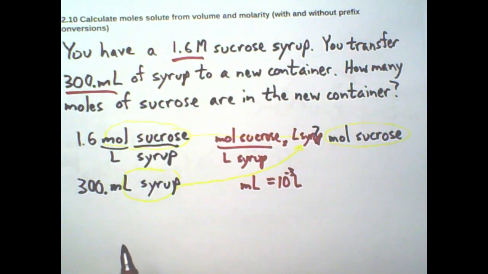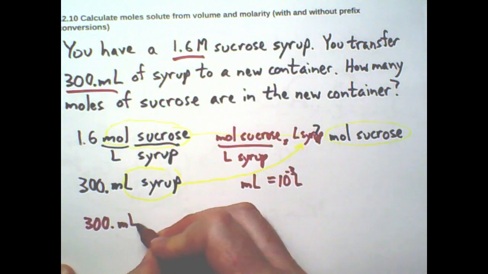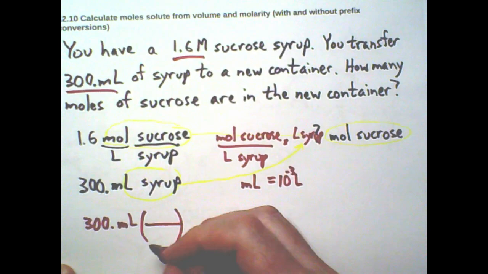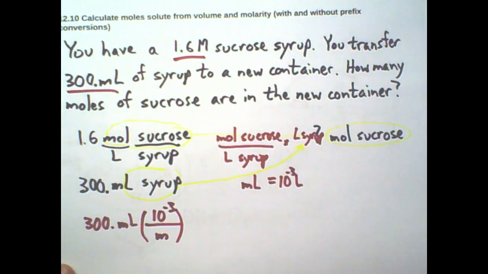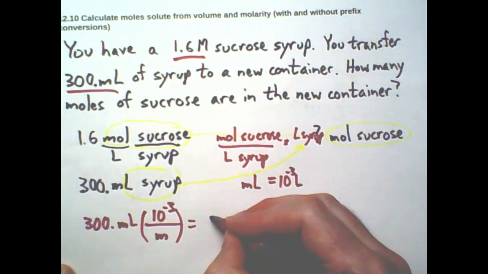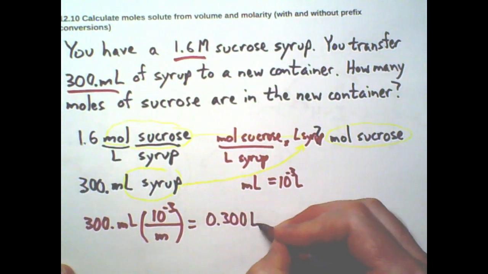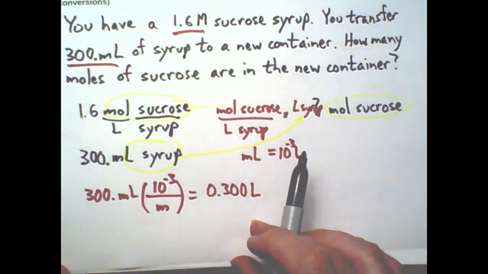So I'll start by converting 300 milliliters syrup. The milli needs to go. So in my conversion factor, I put the milli side on the bottom and the other side of the equation on the top. And I get 0.300 liters. All right. Let's solve the problem now.